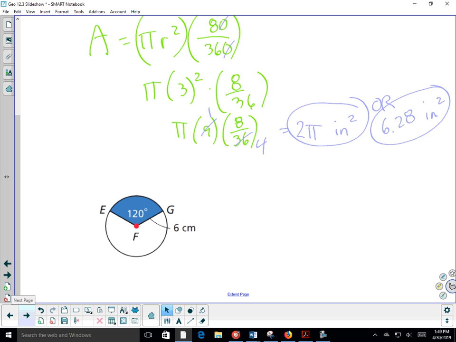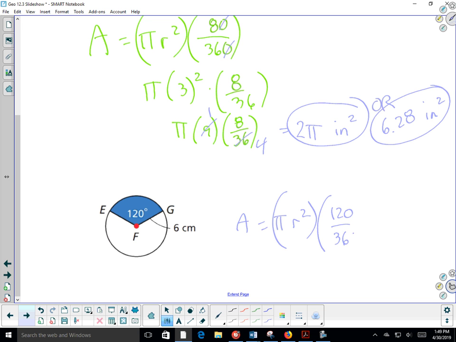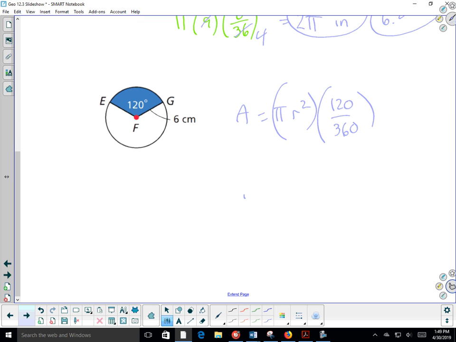If we want to find the area of this sector, can you help me out with this, Olivia? We do area equals pi r squared, and then parentheses, would it just be 120 over 360? Okay. And what is the r for the radius? 6. So we get pi times 6 squared times, I'm going to do my little trick again, 120, I can divide out those zeros, so I get 12 over 36, right? 12 over 36 is 1/3, so I get area equals pi times 6 squared is 36 times 1/3.